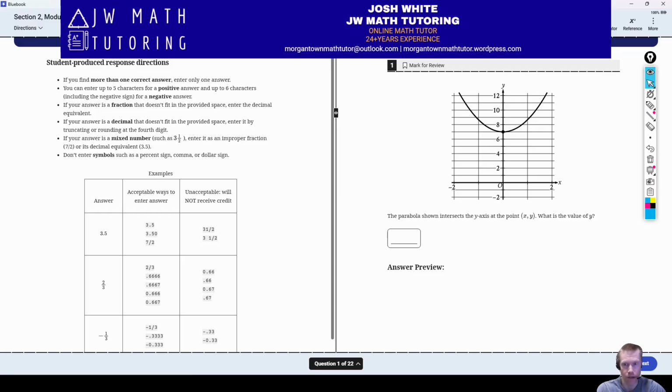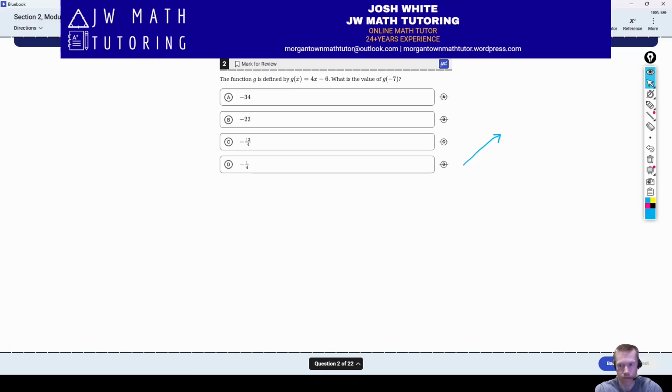Question number 1, where is this parabola intersecting the y-axis? It is at this point right here, which is 0, 7. What's the value of y? That is just 7. So we just enter 7 as our answer. And that's it.